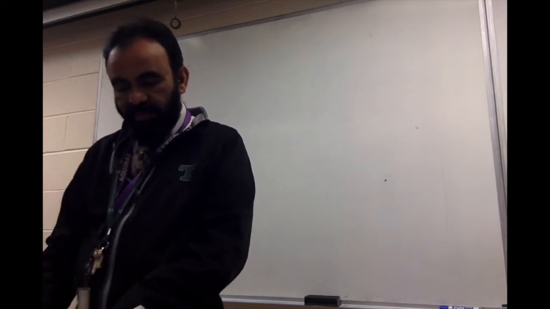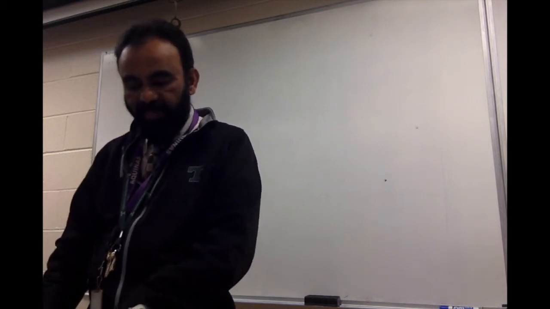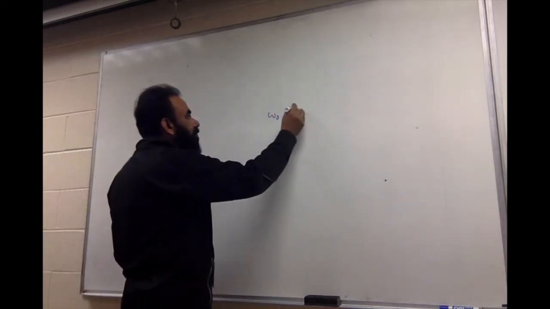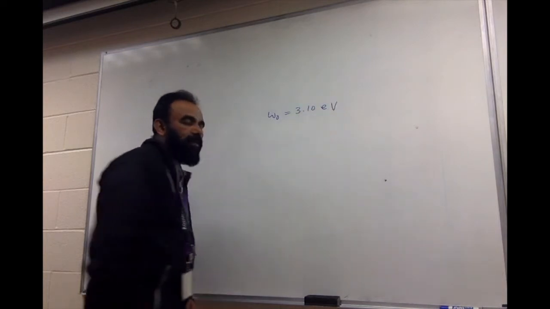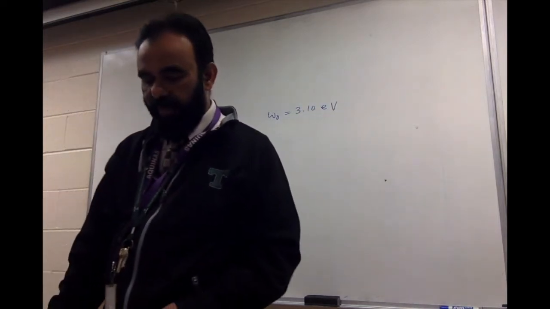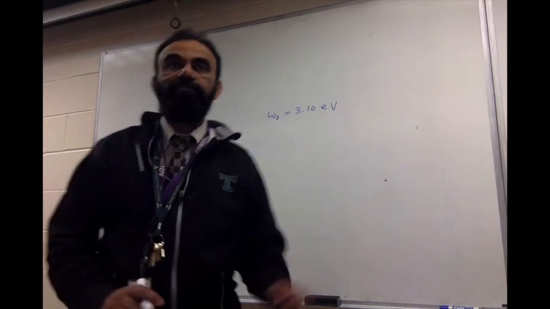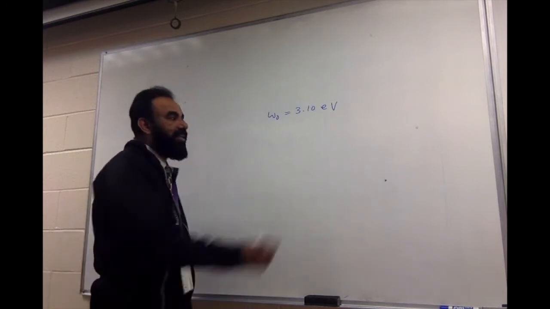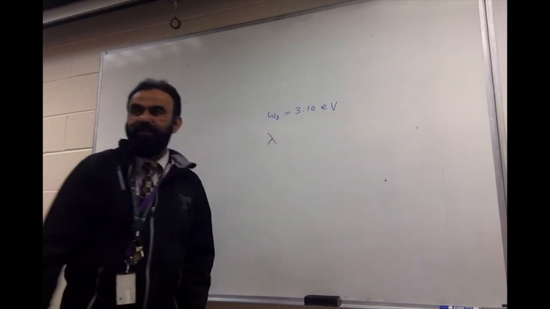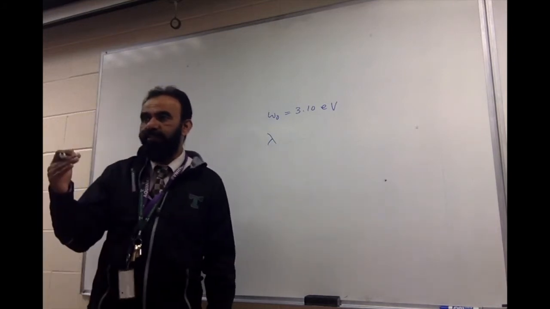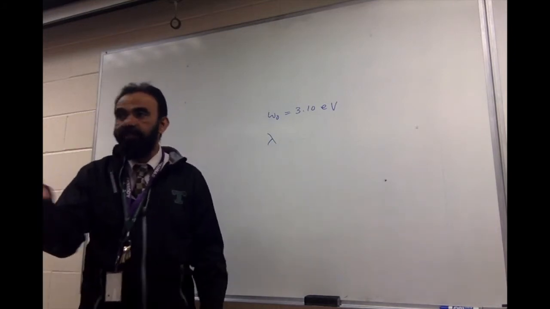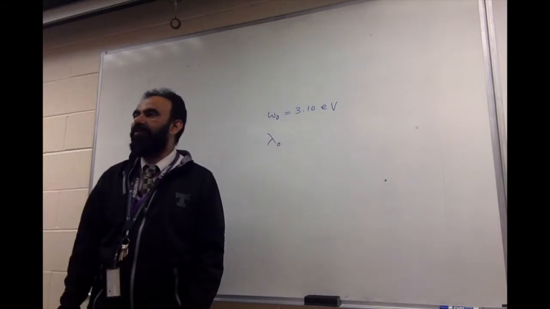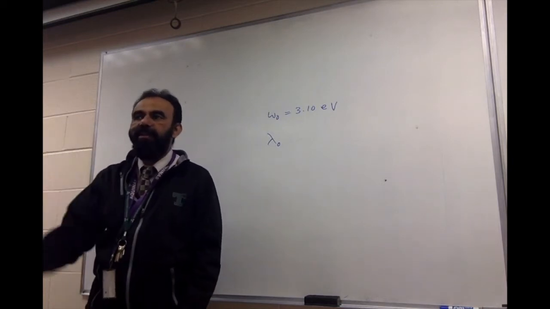What is the longest wavelength of light that will emit electrons from a metal whose work function is 3.10 electron volts? So basically the longest wavelength is what they want. What is that wavelength called? The longest wavelength which can emit electrons is called the threshold wavelength, because beyond that you cannot emit electrons.